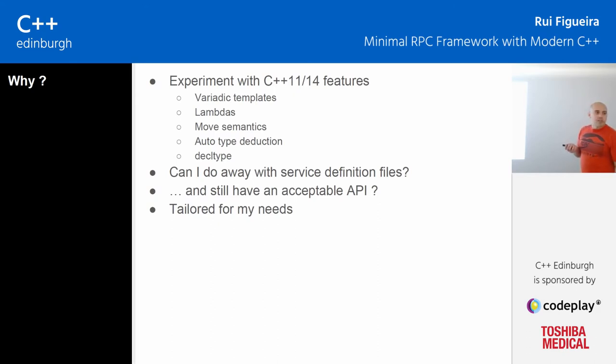I'm sure 17 will make some things easier eventually, but I will be expanding the framework to just try out new things. The objective was mostly how much I can push C++ and do away with the typical service definition files that most frameworks tend to require. So what you're going to see is just C++, a bit of abusing the preprocessor because you need to work around some issues, and still an acceptable API. I mean, not too verbose, and tailored for my needs, so I don't support any other languages, just C++.